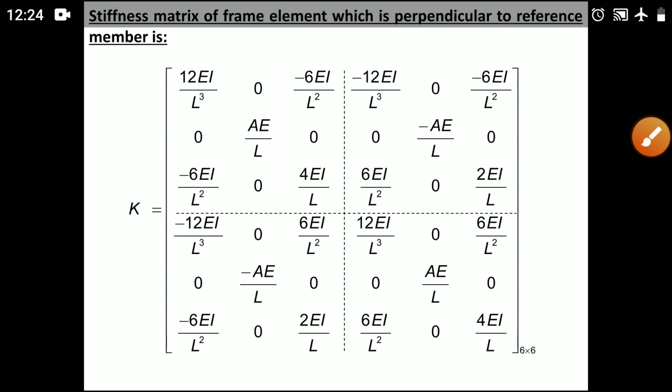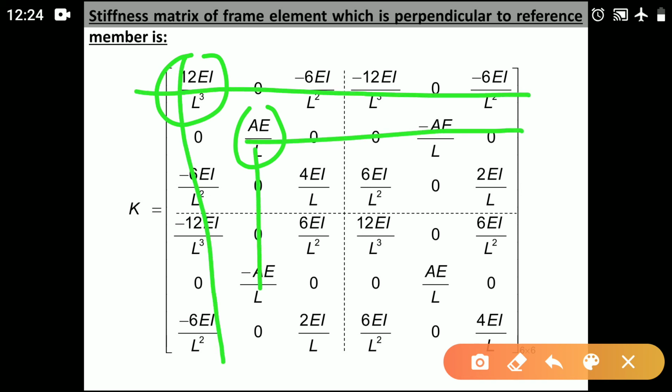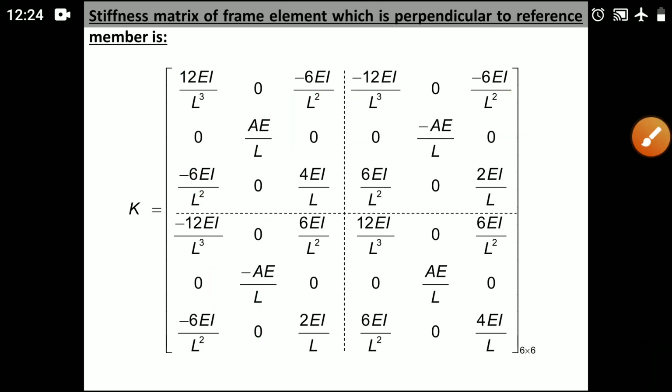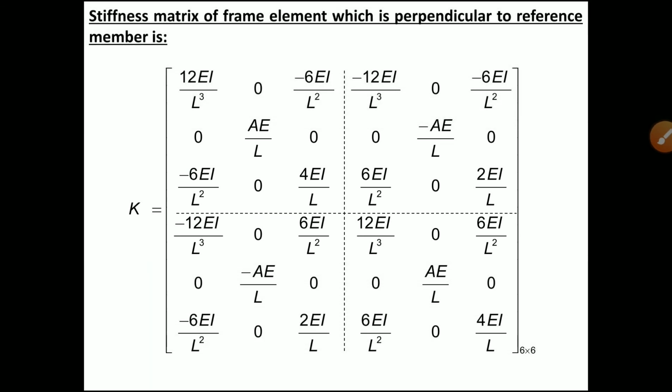Now the minus sign. The minus sign is present in the first row, first column, as well as the second row, second column, except their intersection. Remaining values are all positive. Only in the first row, first column, second row, second column, except 0, the remaining values are 0 except their intersection. Okay. So this is the standard stiffness matrix for frame element which is perpendicular to reference element.